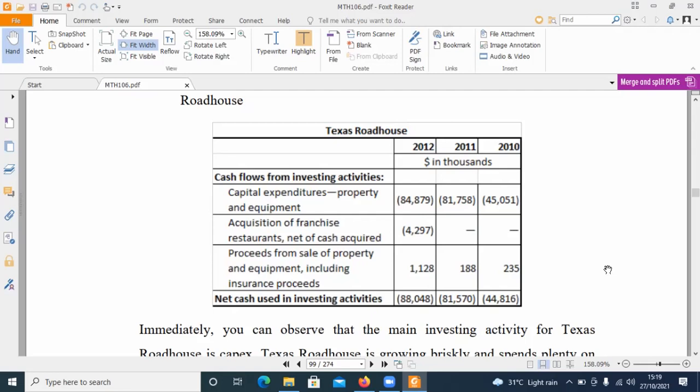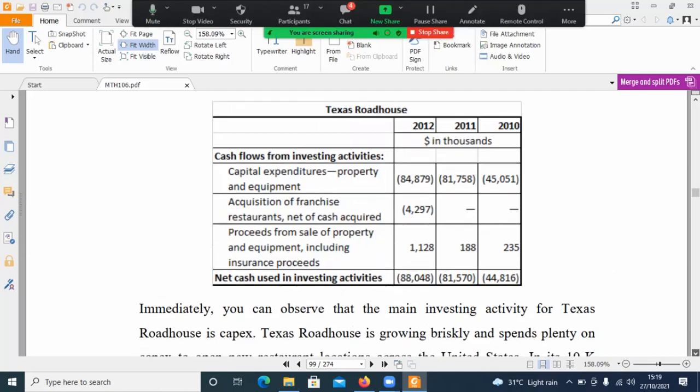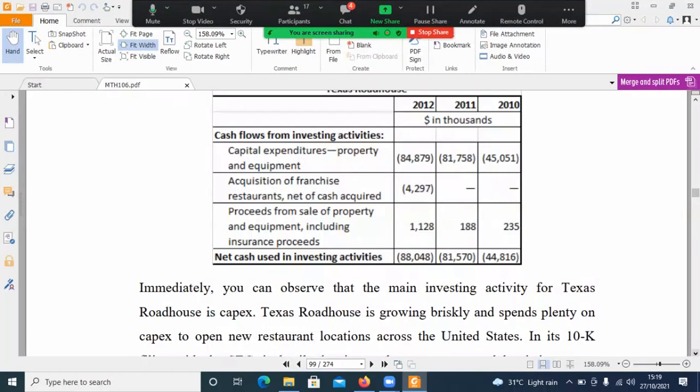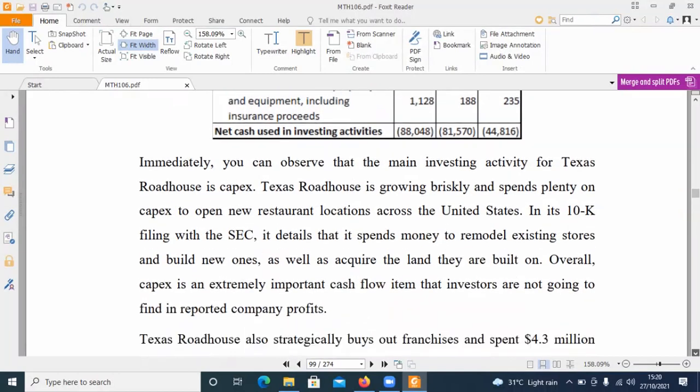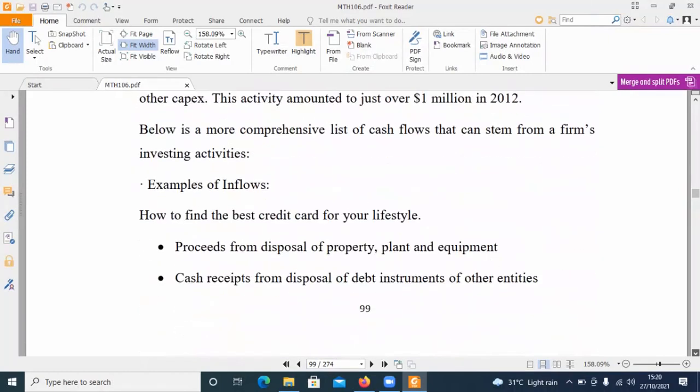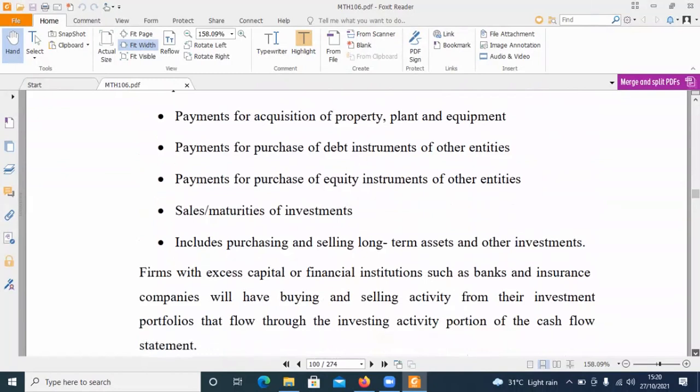Then acquisition of a franchise, maybe a franchise from a restaurant, net of cash. You can see in 2012 there's a return, in 2011 no return, and in 2010 no return. The next one we see is the proceeds from sales of properties and equipment, including insurance proceeds. Here we can see that in 2012 there is a return as there is investment, and in 2011 and 2010 there are returns from that investment. And that is what cash flow is talking about.